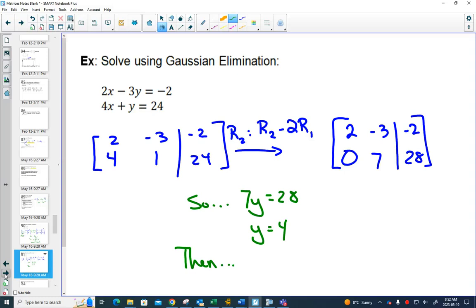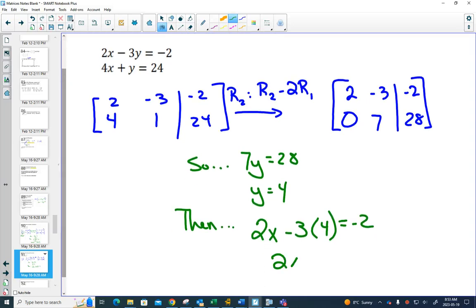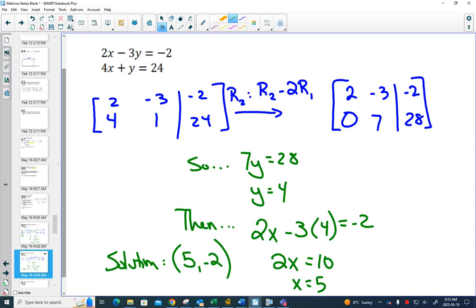Then, as a result, you can plug in either equation. Just use the first one. Add 12 to both sides. Always write your x first, because it's a coordinate of where these two lines intersect.